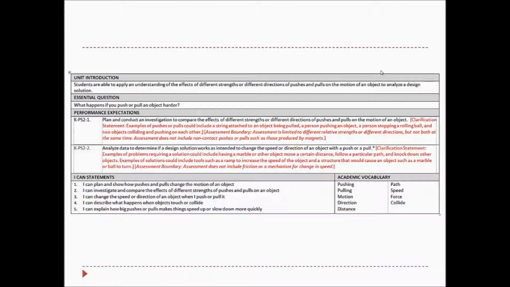Objects push or pull each other when they collide or are connected. Pushes and pulls can have different strengths and directions. Pushing or pulling on an object can change the speed or direction of its motion and can start or stop it.